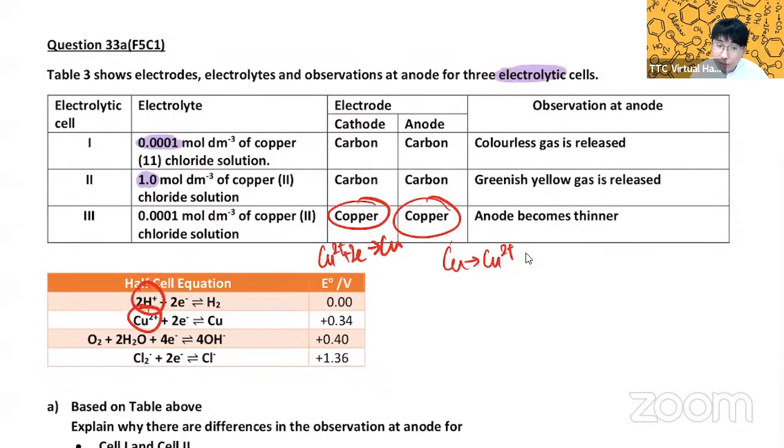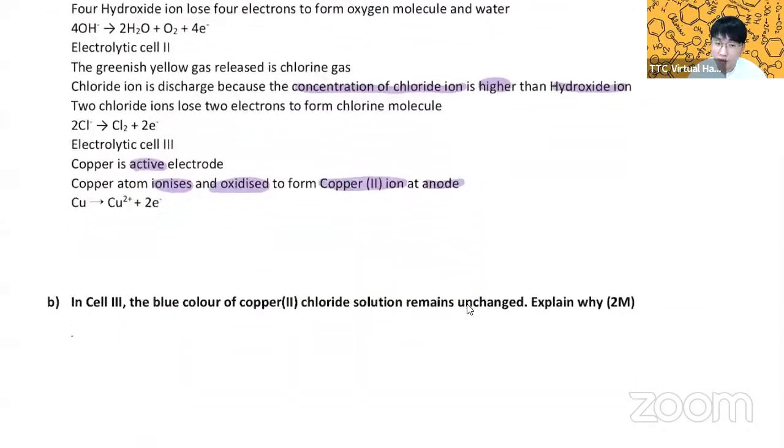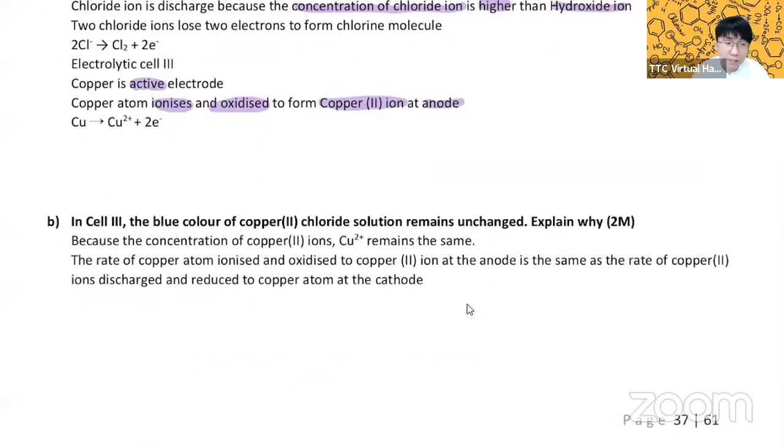So you see, on one side, you form Cu2+. On the other side, you use up Cu2+. It means you earn 10 ringgit, but you spend 10 ringgit straight away. So did the solution have an increase or decrease of Cu2+? No. So the answer should be the concentration remains the same.